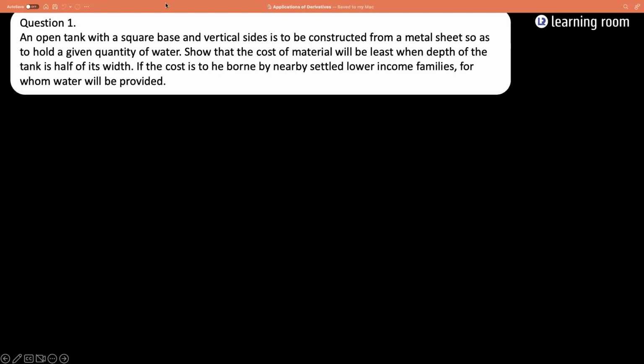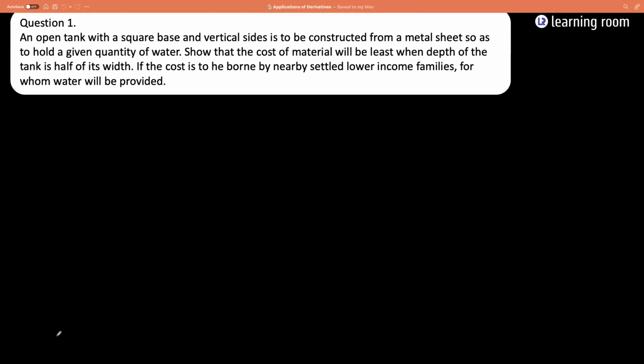Anybody with the answer? So tell me the logic. Whenever you solve a problem based on maxima minima, what is the technique? Can someone tell me? So when you solve any problem based on the concept of maxima minima, what is the technique?